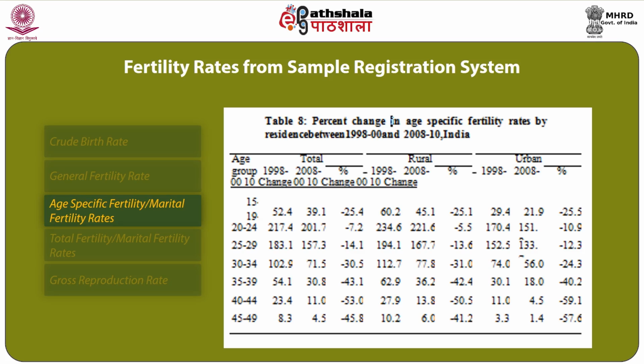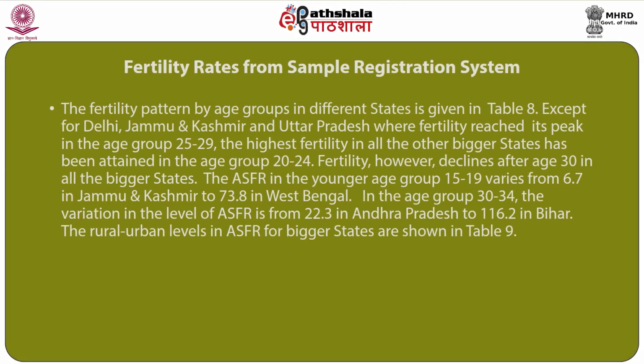The next table refers to the percentage change in the age-specific fertility rates by residence between 1998 to 2000 and 2008 to 2010, for all India, across the same age groups. When we refer to rural-urban differences, the change is very clear: how the rural and urban areas have experienced the age-specific fertility rates, and how the differences across age groups differ between rural and urban is very clear. So, this is one important thing which we need to notice.